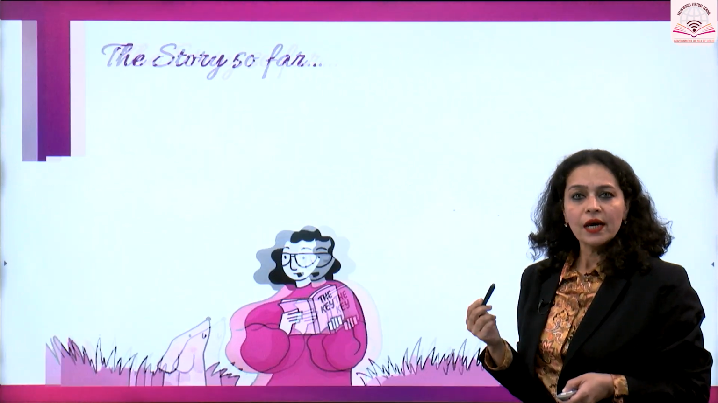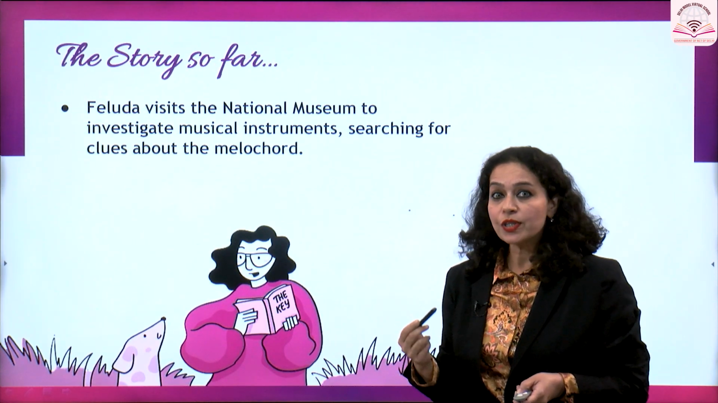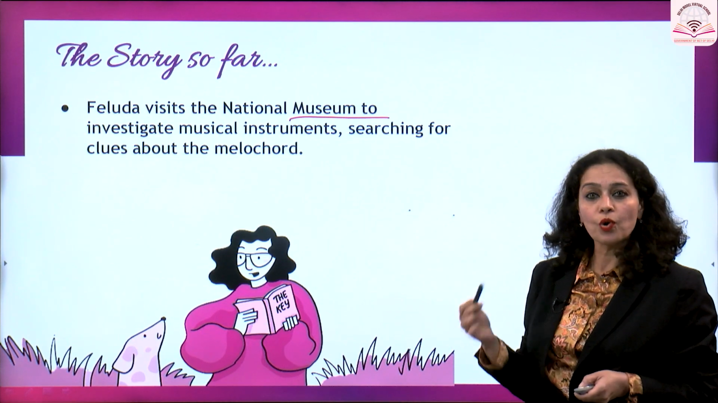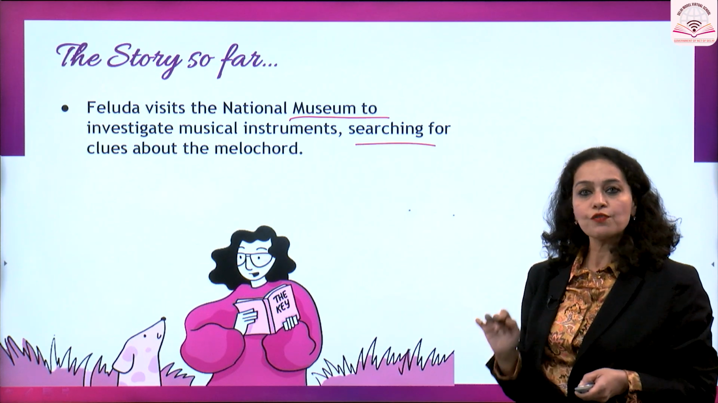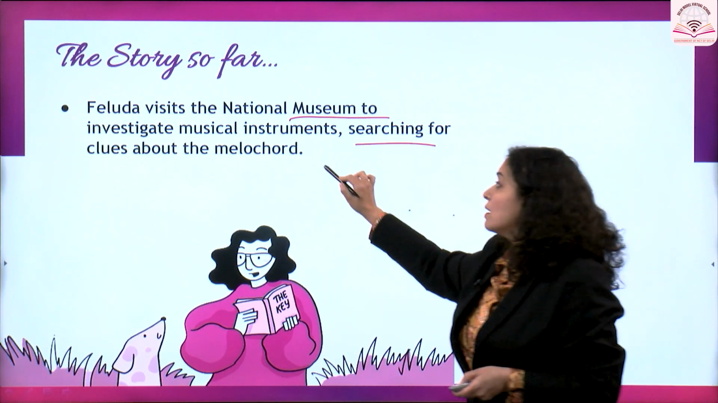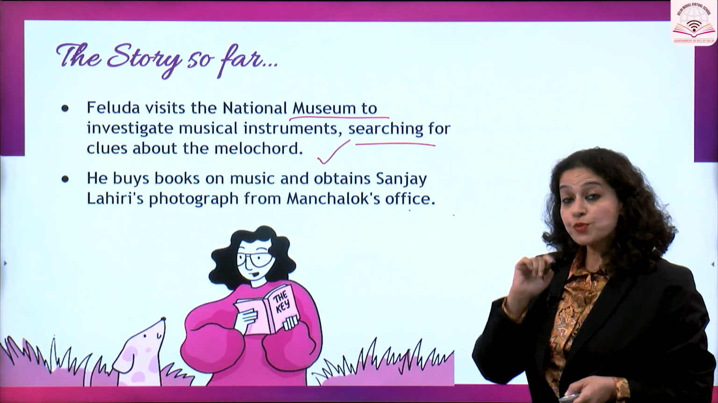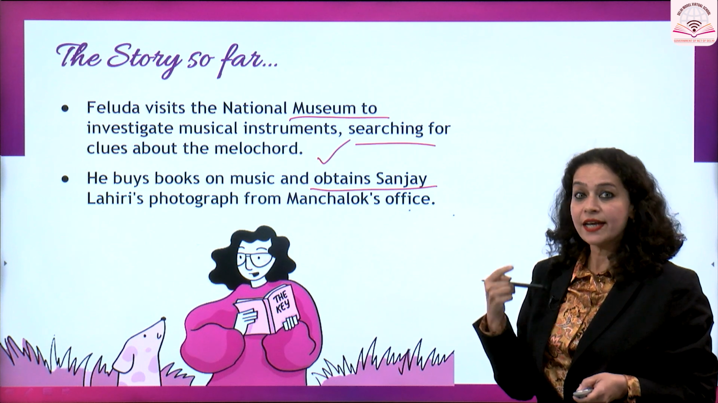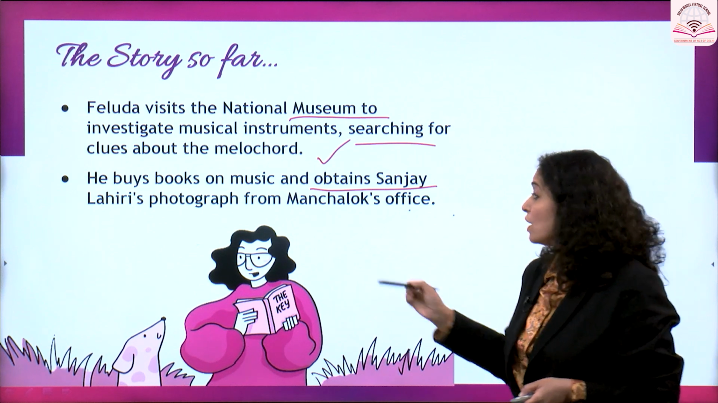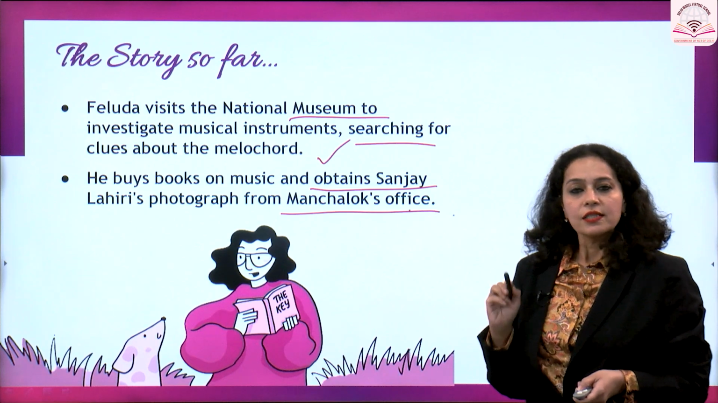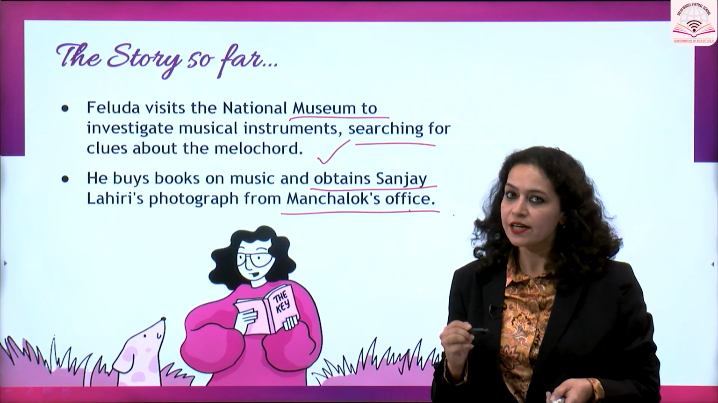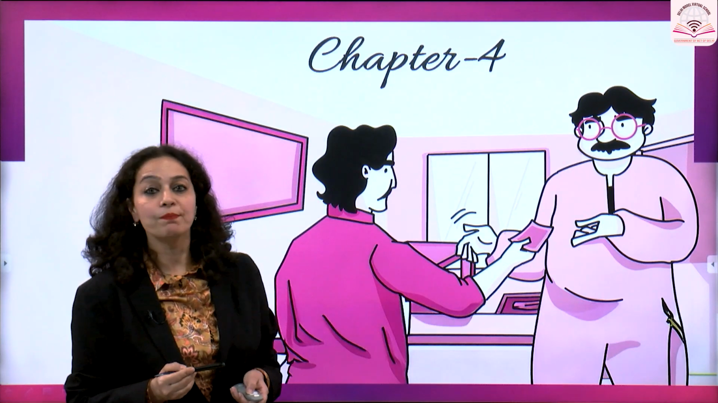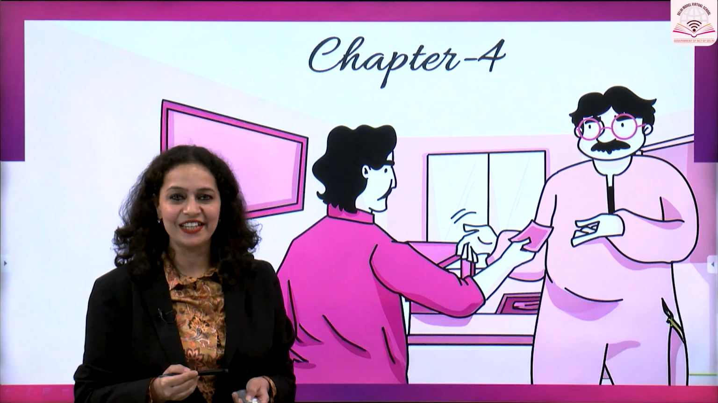Jalpaiguri for a week. And being a very curious detective, Feluda investigates further and he actually visits the National Museum to find out more about the musical instruments, searching for clues about that rare instrument, melochord. Also, he buys books on music and obtains Sanjay Lahiri's photograph to identify his stature and his role in the story from Manchalok's office. This is all that we have read in chapter 3, and yes, as we move ahead to chapter 4, we are slowly inching towards finding the mystery related to this chapter, that is the key.